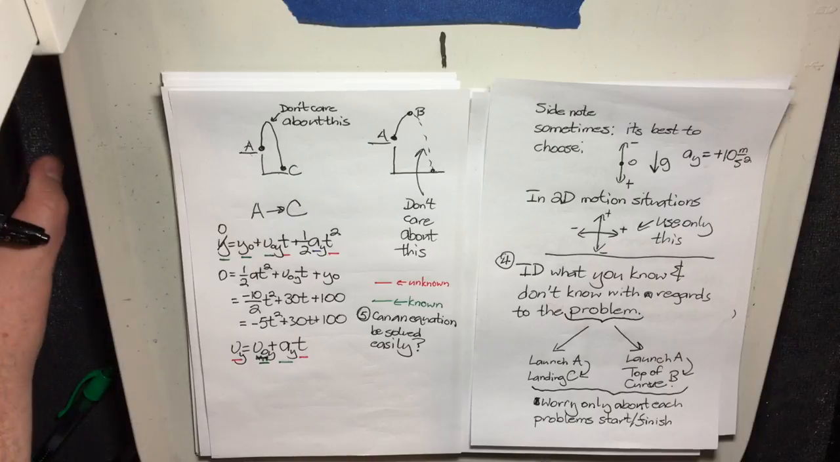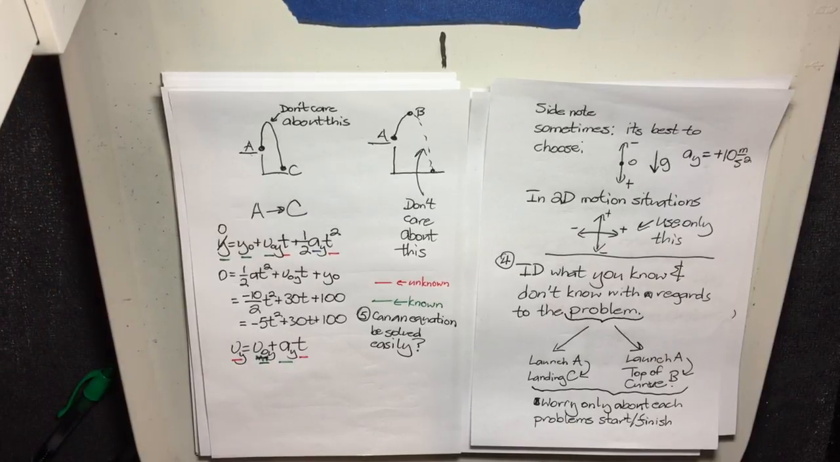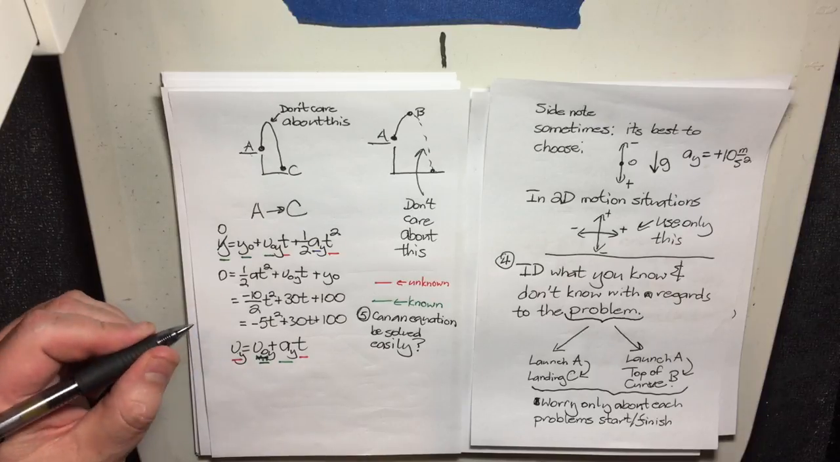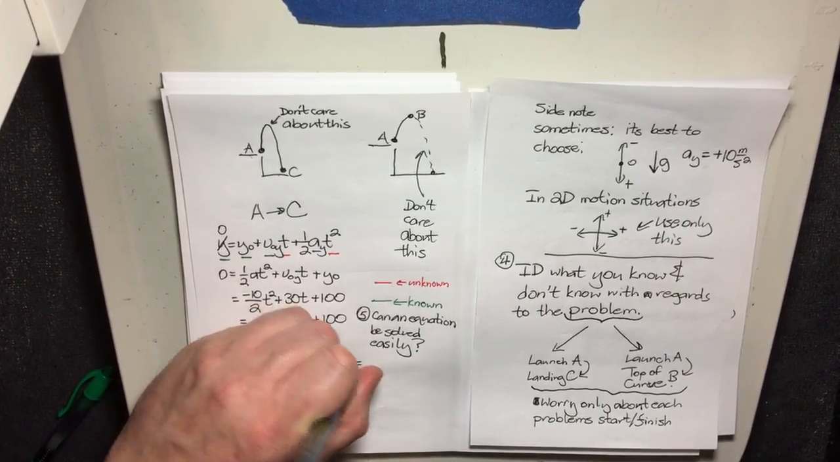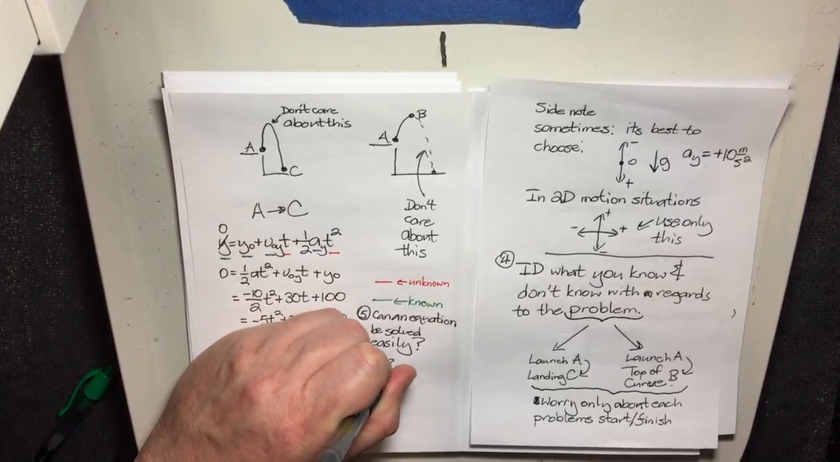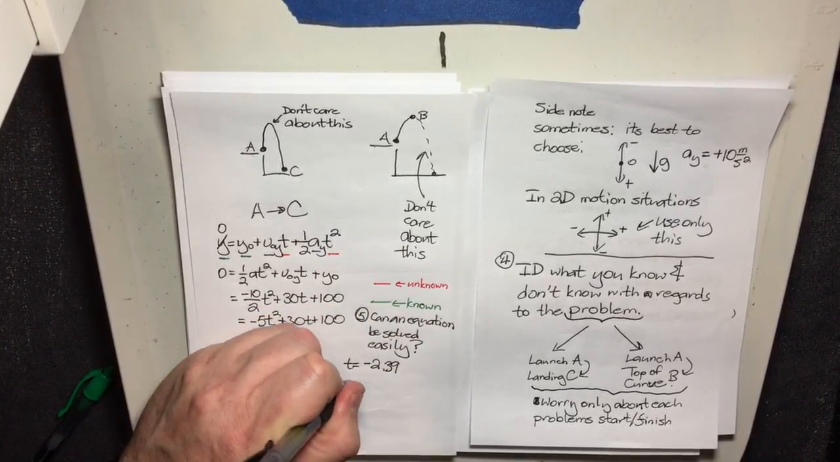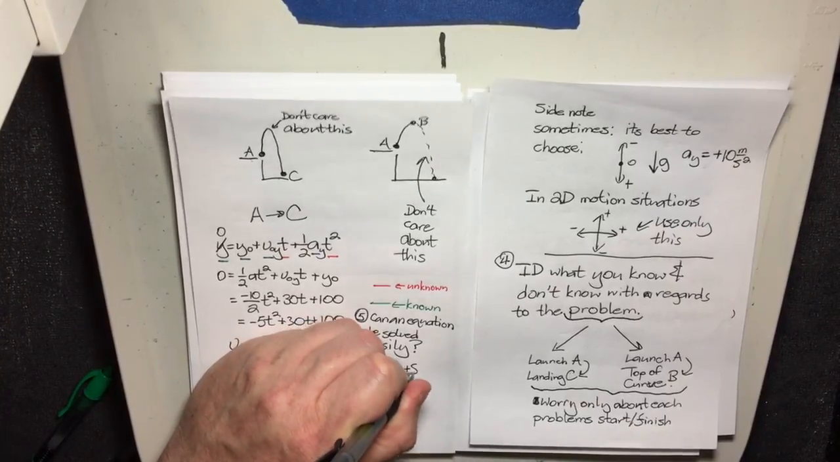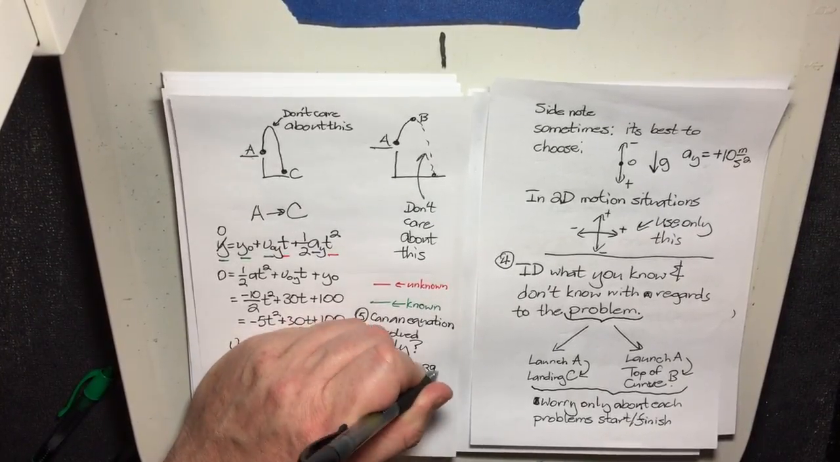And granted, I didn't realize I was going to need this. Program, quad form. A is -5, B is 30, and C is 100. Okay. And the answers that I get are negative 2.39 and positive 8.39 seconds.